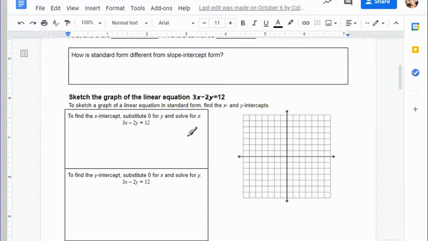How is standard form different from slope-intercept form? Slope-intercept is more straightforward. So slope-intercept tells you the slope. Sorry, this is really messy. It tells you the slope.